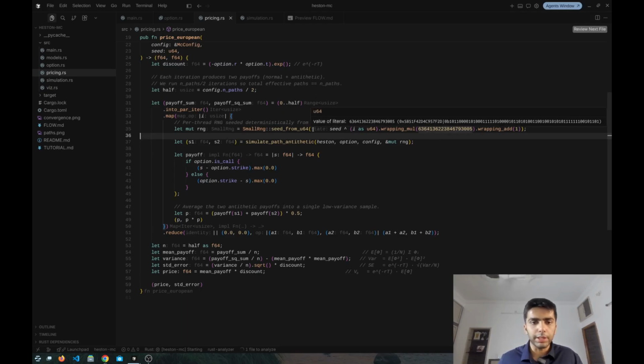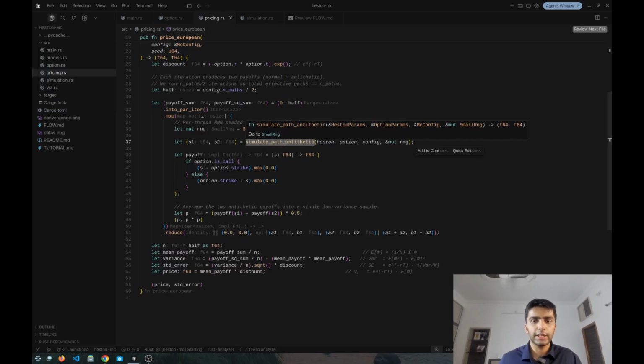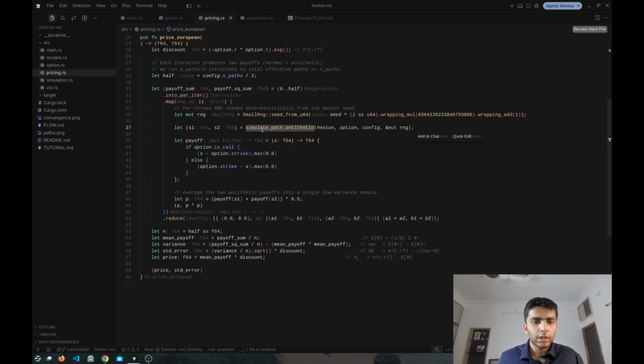So once we have the initialized RNG, we then call this simulate path antithetic function, where we generate the actual path using the Heston parameters, the option, config, and the RNG that we just initialized. Okay, we'll have a look at the path generation function in a minute. So what this will do is, this will finally return S1 and S2.